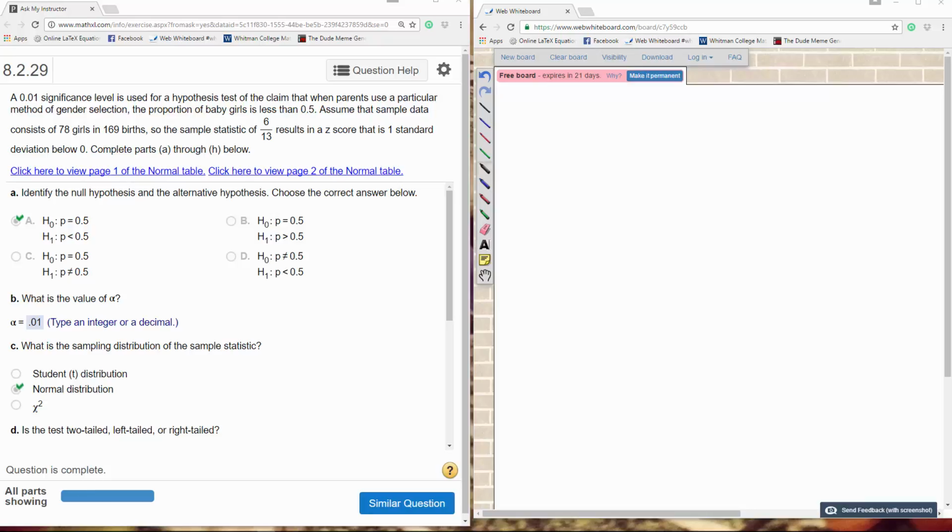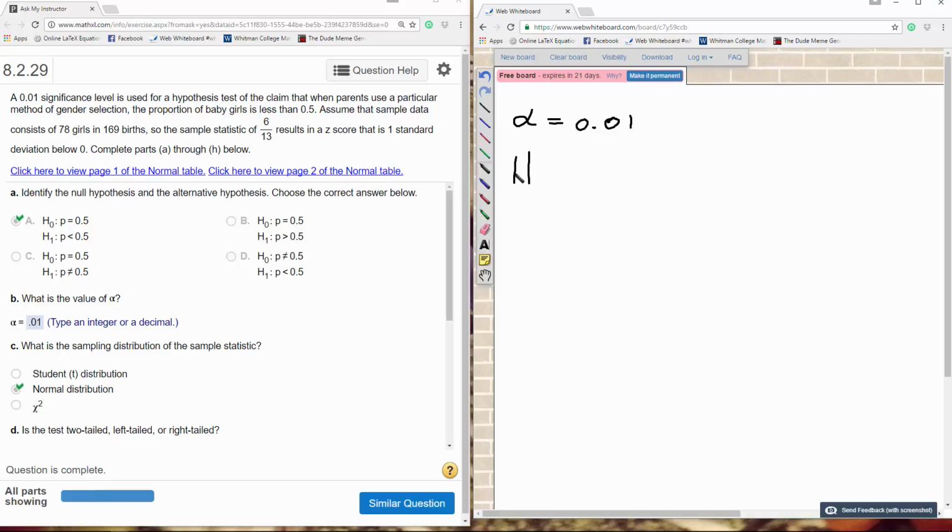Okay, so I see with this problem that my alpha is 0.01. That's your level of significance. And this is a hypothesis test claim. When parents use a particular method of gender selection, the proportion... so I know right now this is a hypothesis test based off of a proportion.